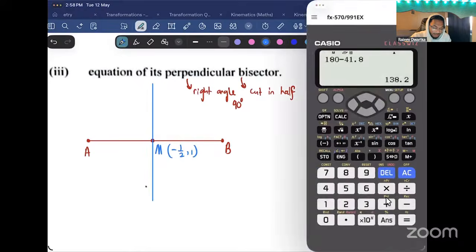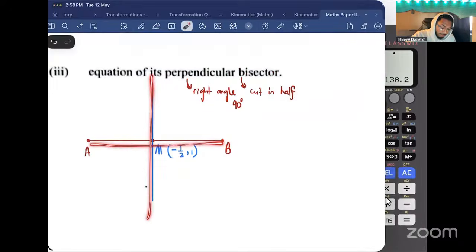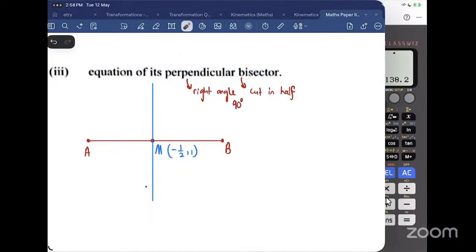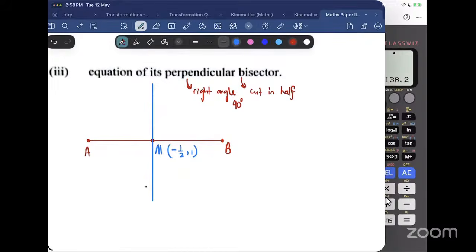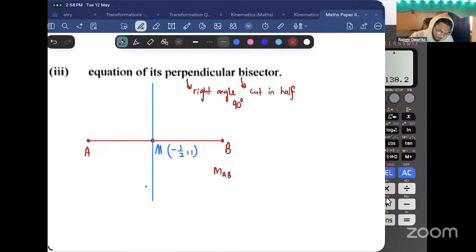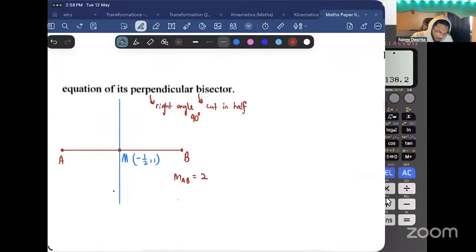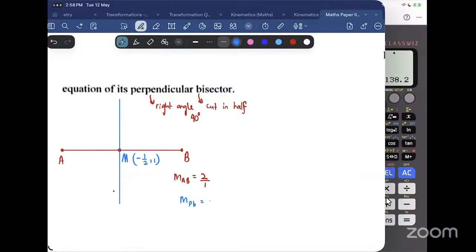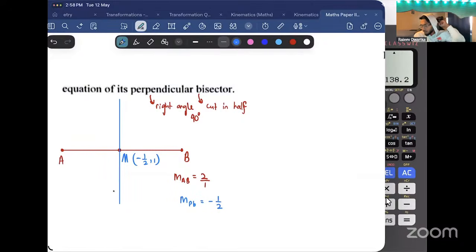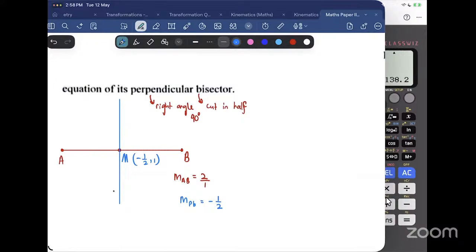Next thing. If these two lines are perpendicular, then the gradients are going to be the what of each other? Negative reciprocal. Exactly. If the gradient of AB was 2, then the gradient of the perpendicular bisector would just be the negative reciprocal. So I could write 2 as 2 over 1. If I flip that and change the sign, what will I get? Minus a half. You guys understand? Yes, sir.